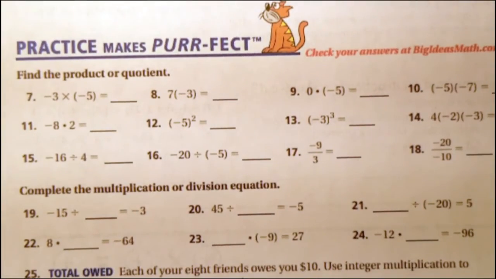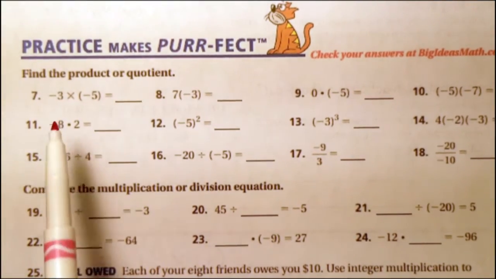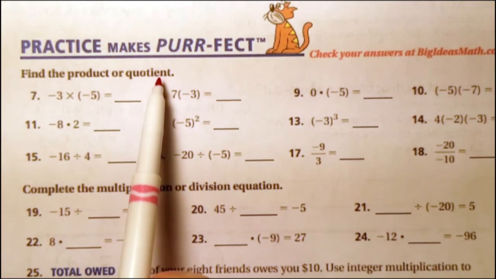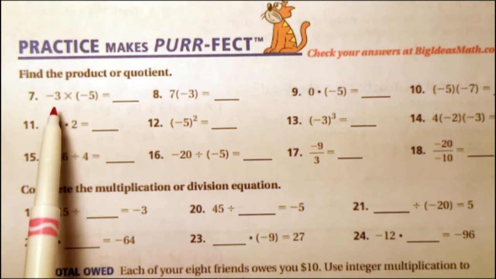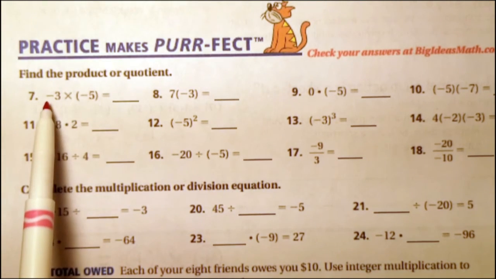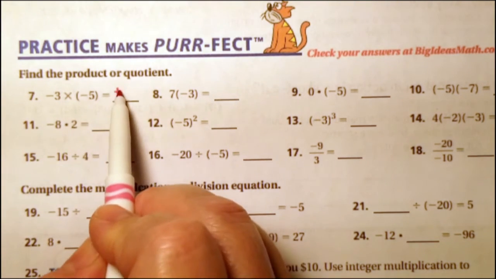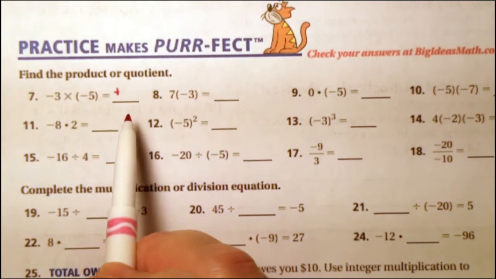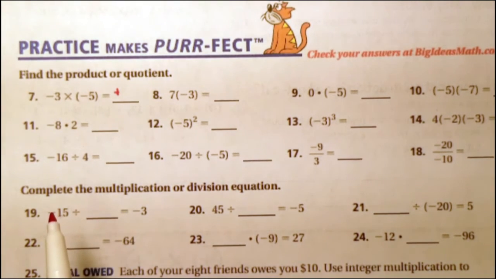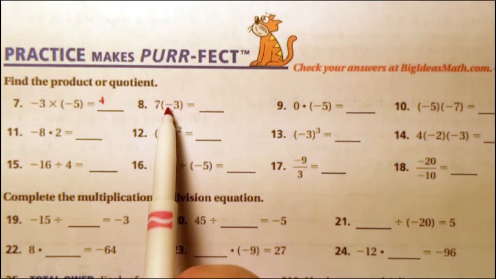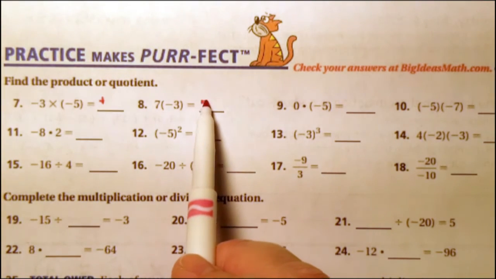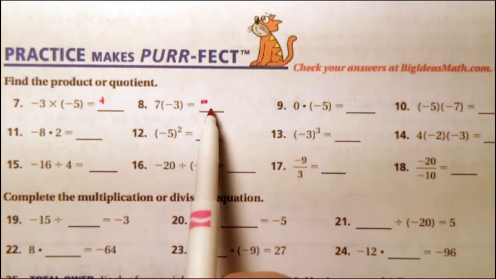So on the back, practice makes perfect. This is find the product or quotient, which means all of these are going to be multiplied and divided, but you still need to look. So first one, a negative times a negative is a positive. 3 times 5 is 15. Number 8, a positive times a negative, so you need another negative, so that's your second one. 7 times 3 is 21.